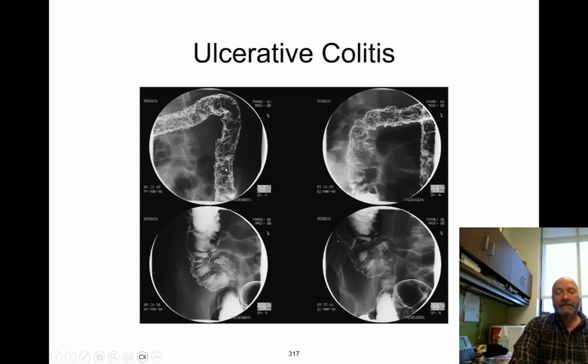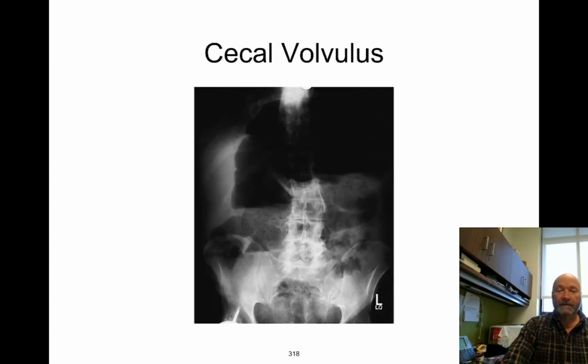Ulcerative colitis looks a lot like Crohn's disease does, except in the large intestine. So what you get is this just kind of eaten away appearance. So if a patient has a history of bad stomach cramps and passing blood, that would be an indication the patient has ulcerative colitis.